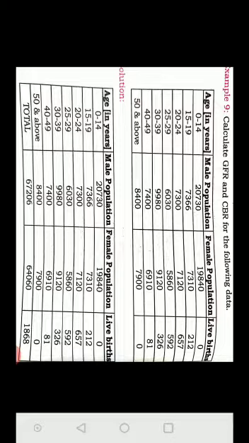Then you have the second column, the male population, then the female population, and the last column is the live births. Now let us see how we find the solution. First we will calculate the GFR. Okay, GFR or CBR, whichever is convenient, that's fine. So in the solution, male population, female population and live births.